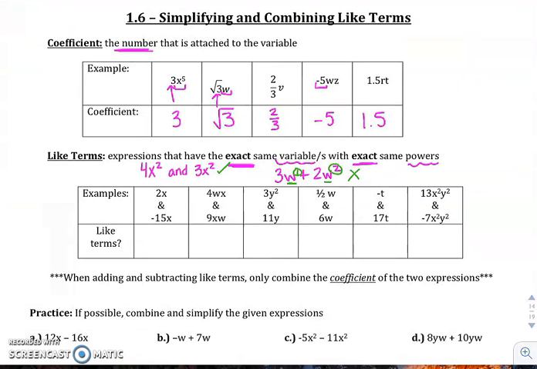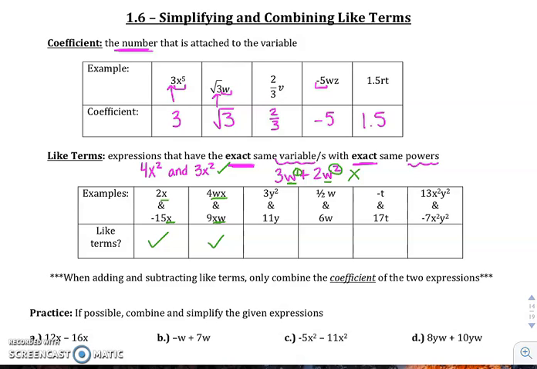So let's go down and look at our examples. 2x and negative 15x. They both have one single x, so we could combine those together. They are like terms. How about 4wx and 9xw? The order does not matter. As long as they both have one w and one x, whether it's xw or wx, as long as they both have one of each, they are like terms.